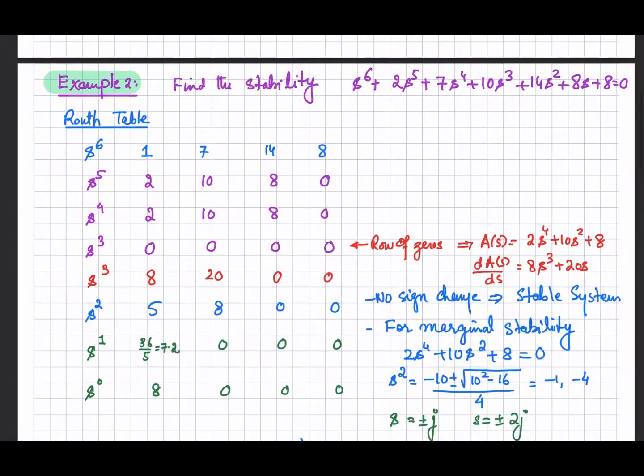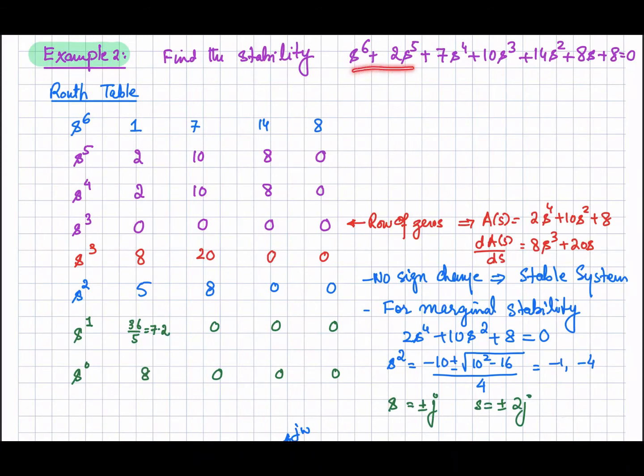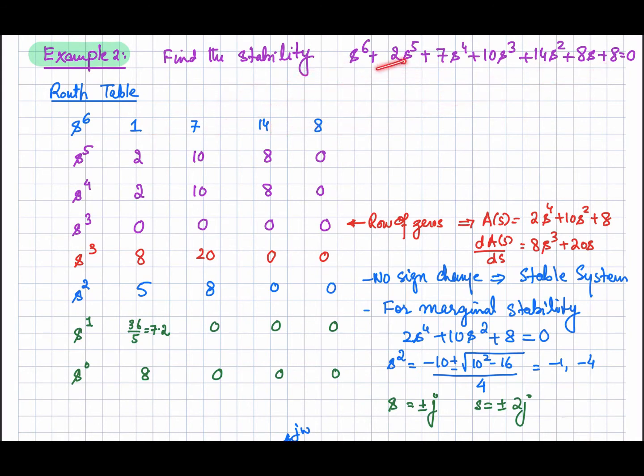Okay, now let's look at this example. Let's suppose that we have this polynomial and we want to determine the stability for that one. So first of all, we will have to develop the Routh table, s power 6, 5, 4 and so on. So taking the values from here, 1, 7, 14 and 8 for the first row, and for this one 2, 10, 8 and the next entry is 0. Okay, so these are the first two rows. So if we develop the Routh table, here you will see that in this row s power 3, all the entries are 0. So it's a row of 0s. So we will have to define the auxiliary polynomial.